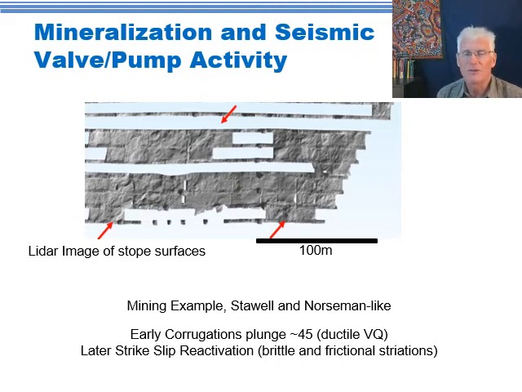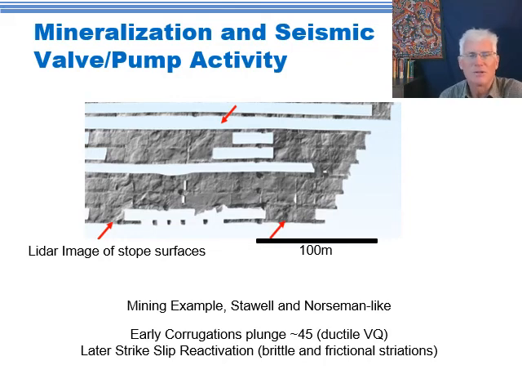And we have discovered a few of these in recent days, but mostly these are what the old timers would have mined because they were looking for quartz veins and visible gold. So in this particular example, what you're looking at is a LiDAR image of the stoped surfaces. So you can see the horizontal drives at about 25 meters separation vertically.